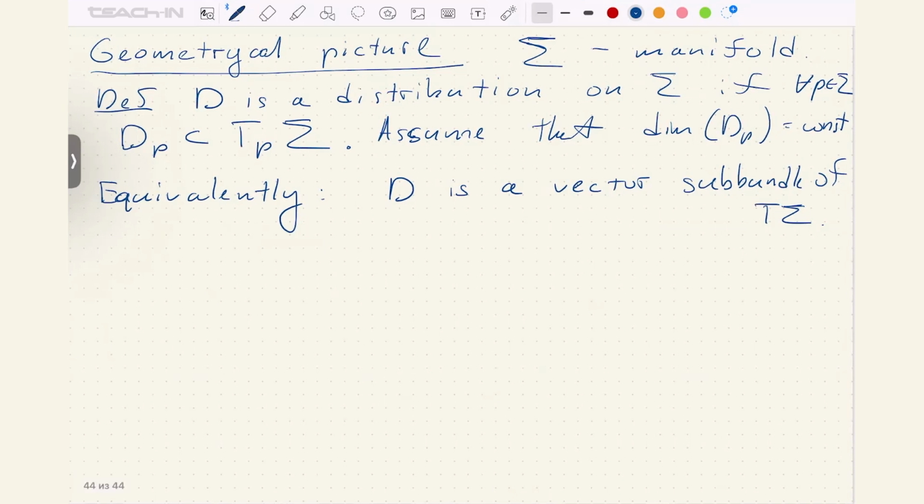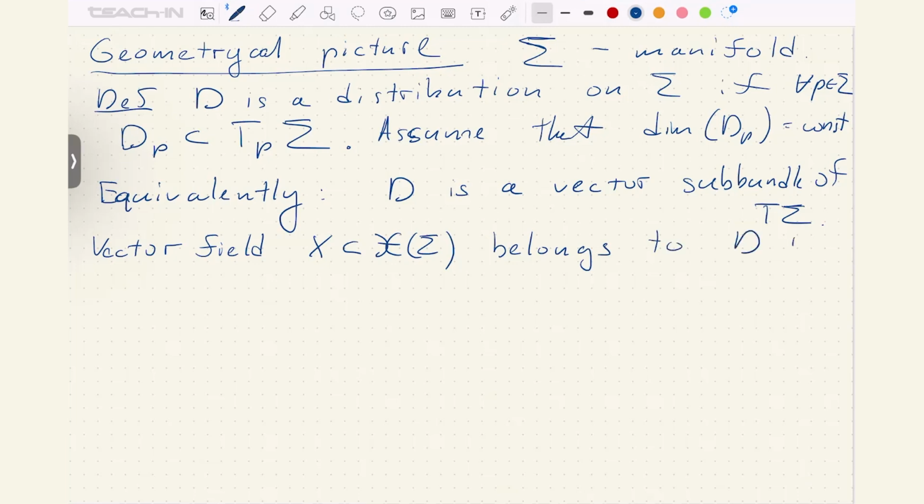We say that a vector field X, well, usually this is the notation for vector fields, belongs to the distribution, to D, if at point P, it is just an element of the tangent space, it belongs to D_p, to the subspace. Then we say that the vector field belongs to the distribution.